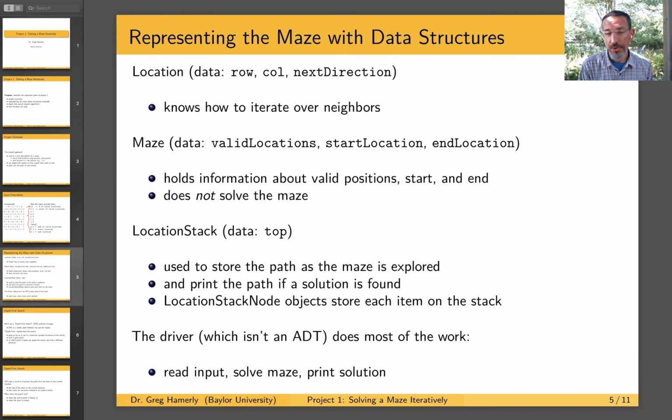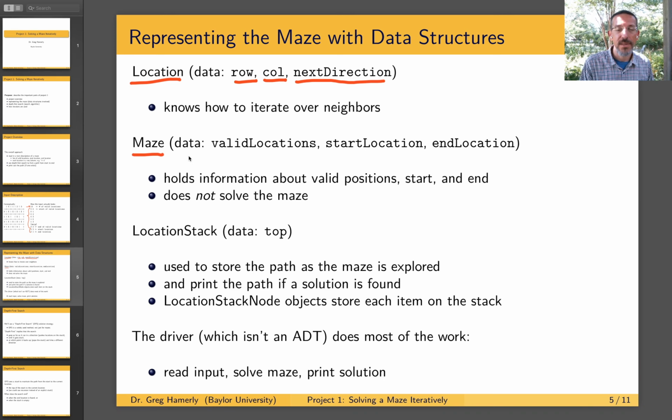We're going to have a number of different data structures for representing all of this data. First of all, and importantly, we have a location class, which has a row and a column, as we've talked about, and in addition, a variable which we'll use for iteration called next direction, which indicates which direction the location is pointing for the next neighbor that we might want to visit. And a location is a class or an object that knows how to iterate over its neighbors. So it implements an iterator pattern.